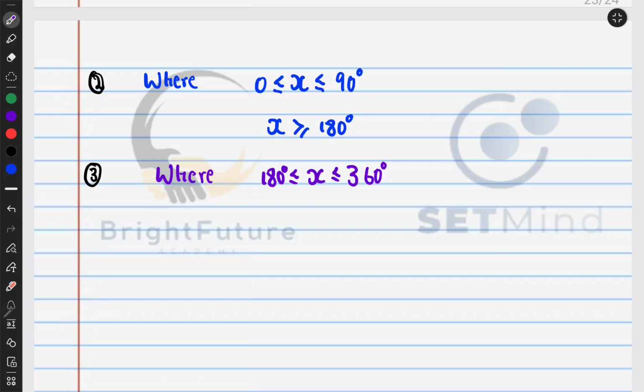So we can say where x is an element of 0 degrees to 360 degrees, but x can never be equal to 180 degrees. Okay, so it's for all values of x between 0 and 360 degrees, but x cannot be equal to 180 degrees.